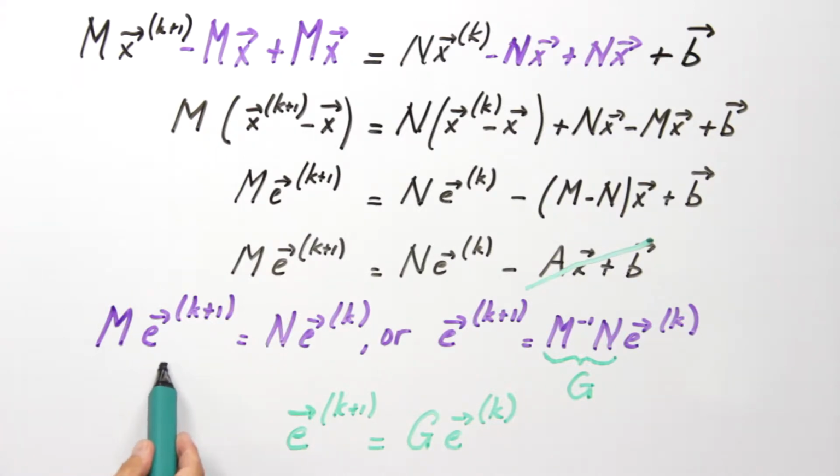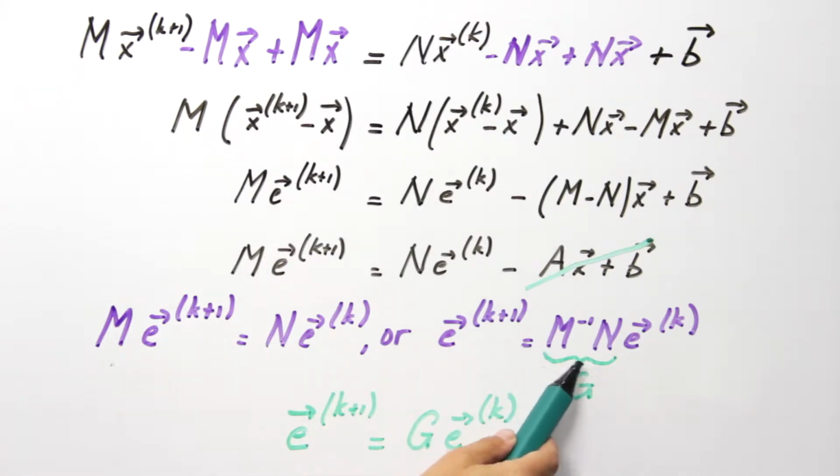So M E^(k+1) is N E^k. Now, I know that M is non-singular, because that's one of the conditions I have for the stationary methods. So we can multiply this on both sides by the inverse of M, and we get E^(k+1) is M inverse N times E^k. This matrix here, M inverse N, we sometimes label as G, and that's called the amplification matrix. And you can probably understand why we call it that way.